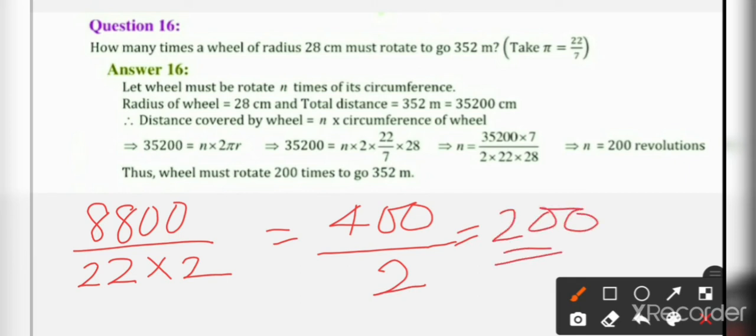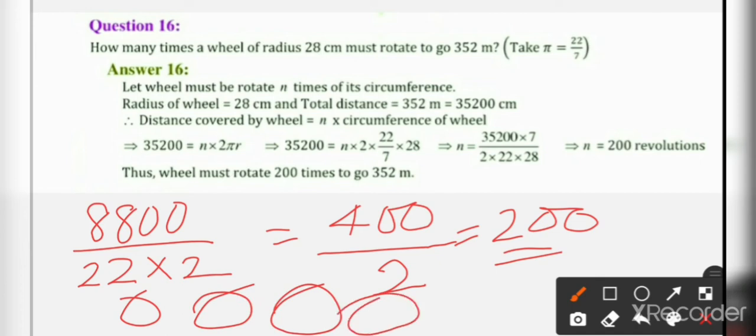So the n value is 200. It is 200 revolutions. The wheel should rotate 200 times to cover 352 meter. Got it, children? Now we'll go to the next problem.